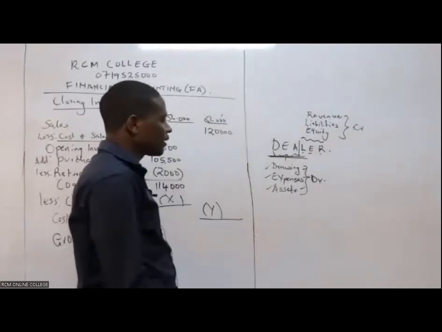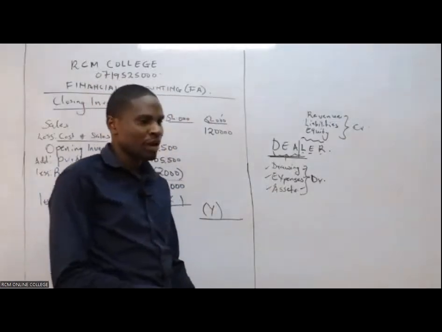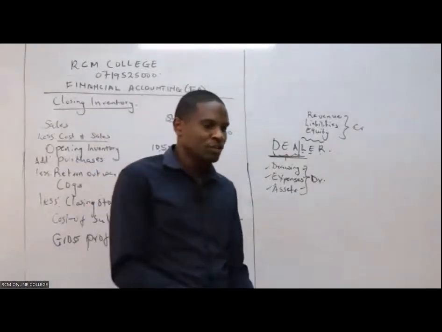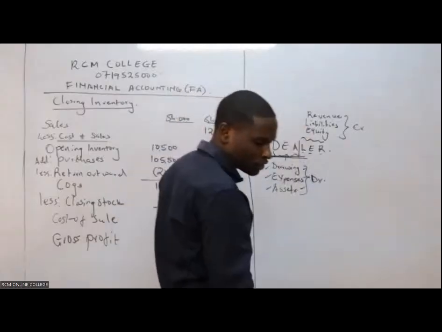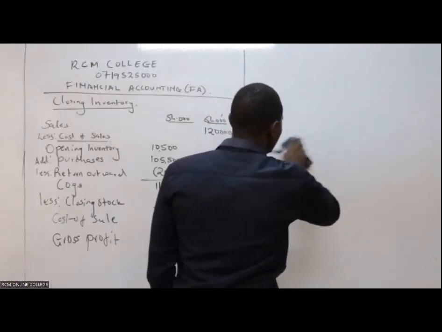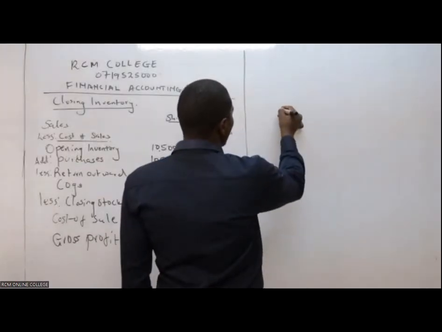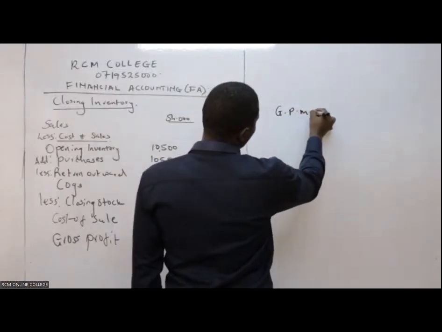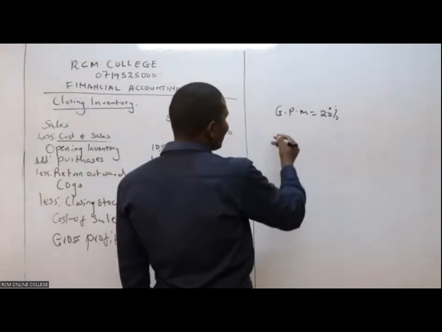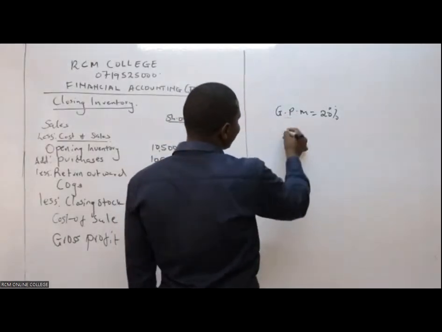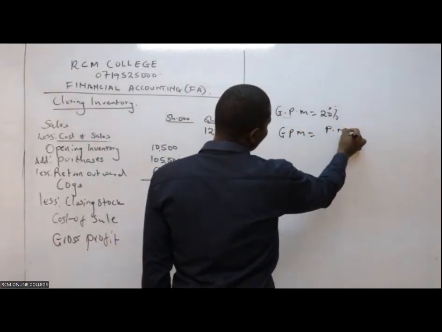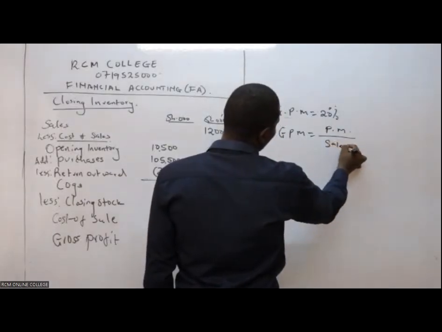Now, in our case, I can see additional information number 1. We've been told that the company maintains a gross profit margin of 20%. Therefore, in this case, what do you have to do? A gross profit margin is equal to 20%. Now, how do we get a gross profit margin? Gross profit divided by sales.